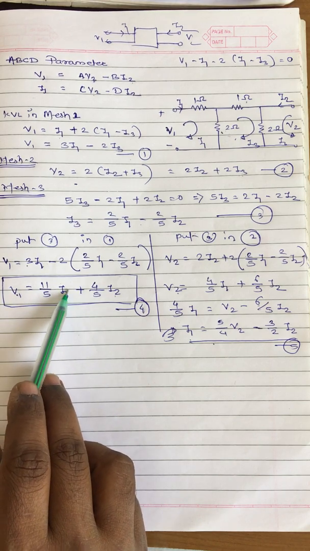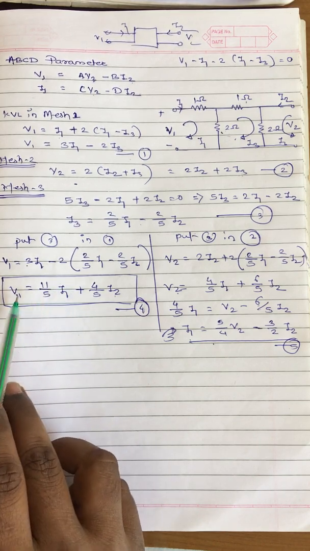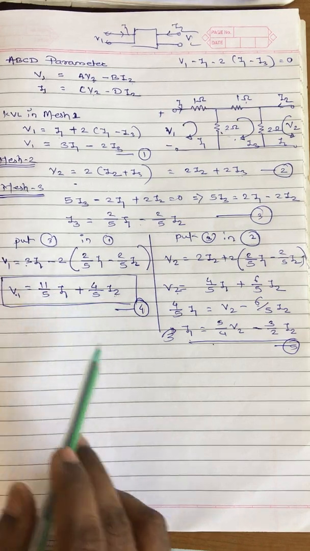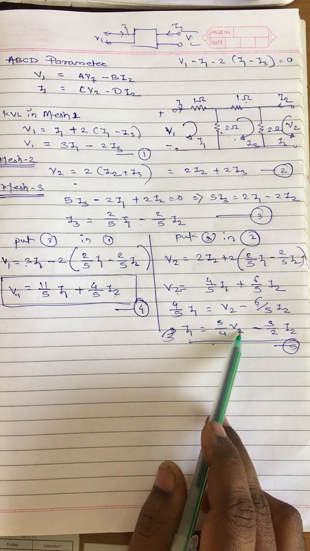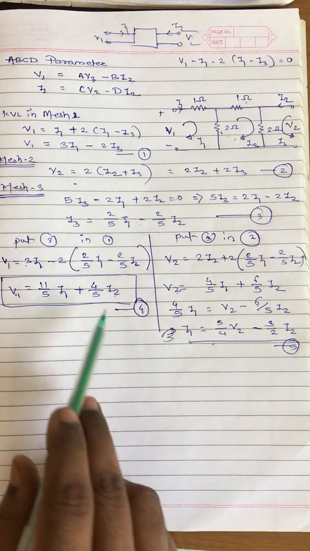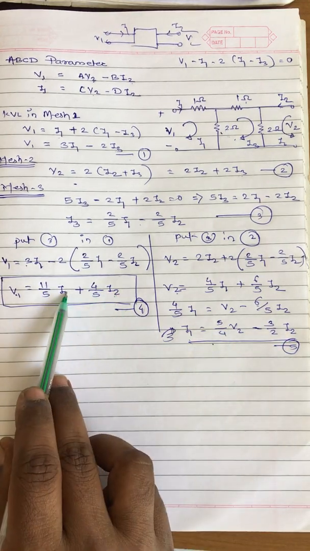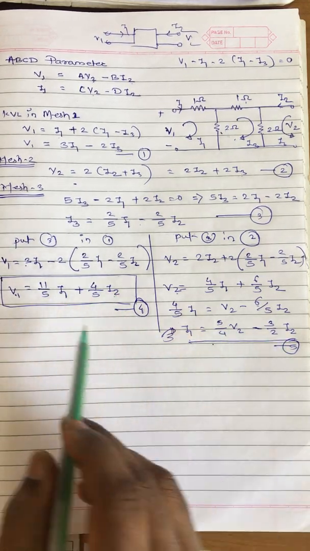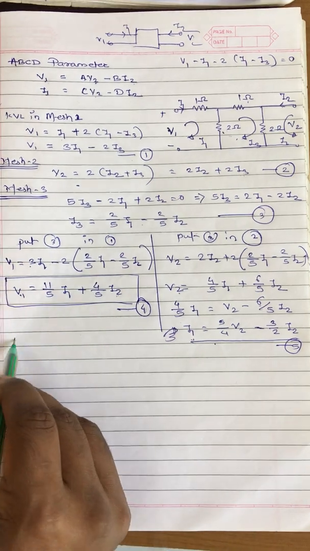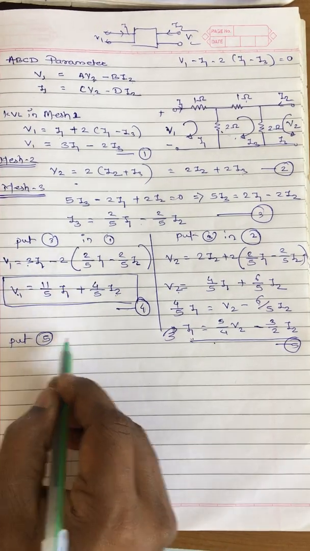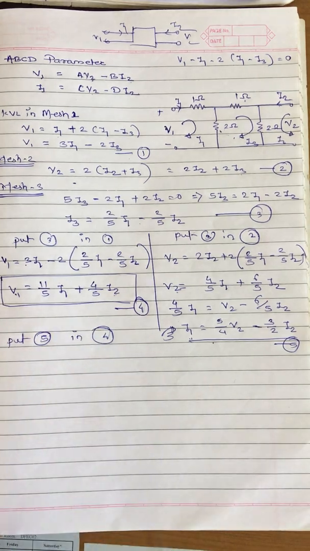Sorry, not for I1. We have to replace the I1, so that we will get V1, I2 and V2 here. If you see this I1 equation, it is having V2 and I2. I2 is of our interest, V2 we want it there. So we will replace this I1 with this equation. I will say put 5 in 4.